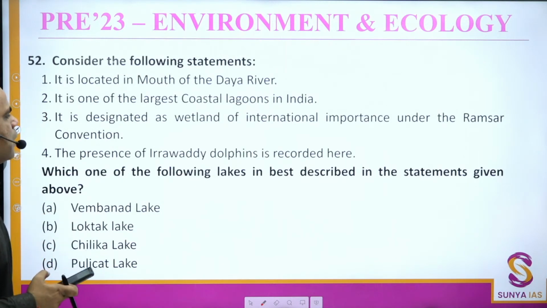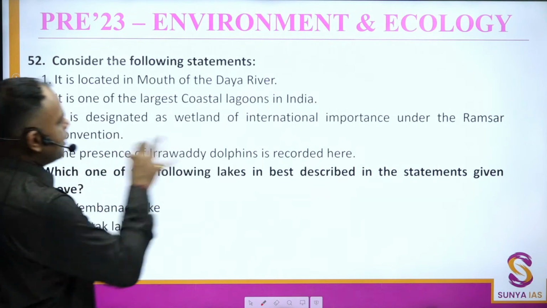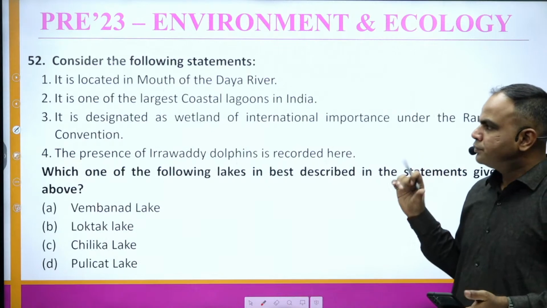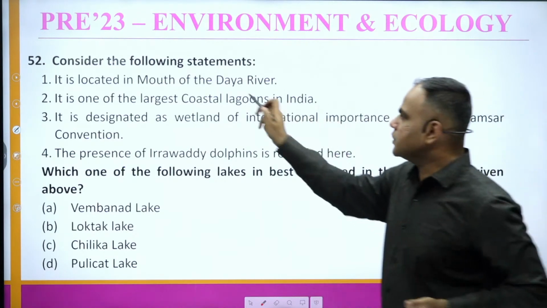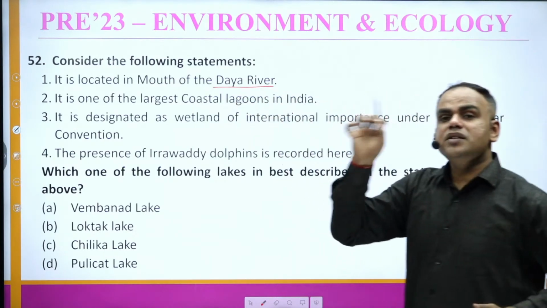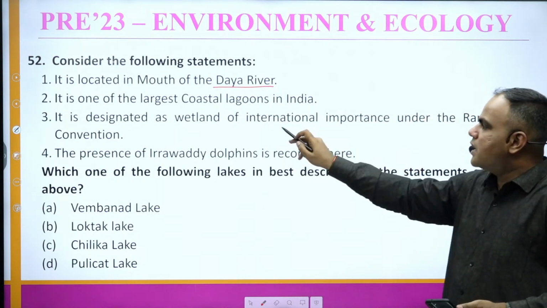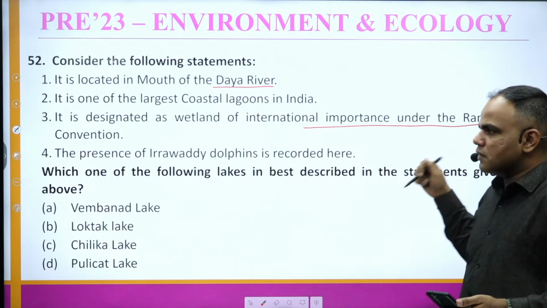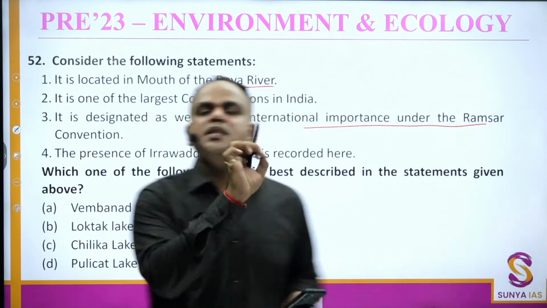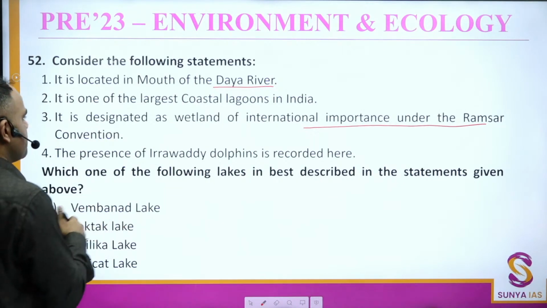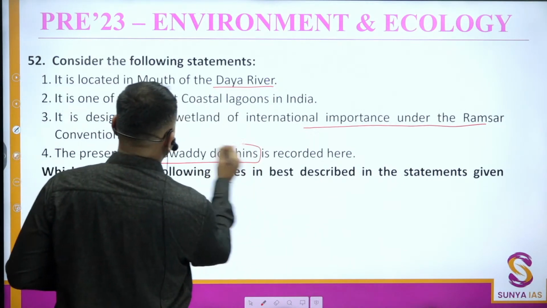Okay, now here also, if you use good elimination, you can find the answer. Mouth of Daya river, one of the largest coastal lagoons in India, right? By the way, it was designated as a wetland of international importance. Was, it should be, right? This was the first site to be designated under the Montreux record. Okay, and you will find Irrawaddy dolphins.